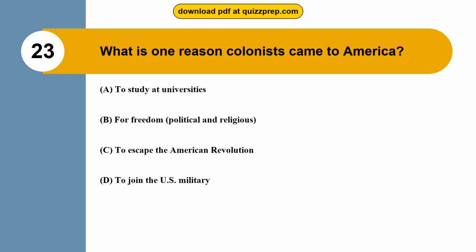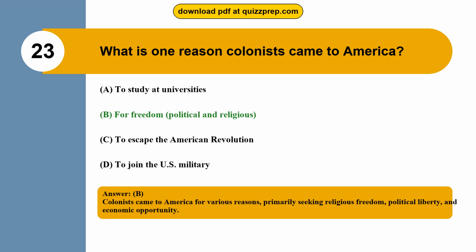Question 23. What is one reason colonists came to America? Option A, to study at universities. Option B, for freedom, political and religious. Option C, to escape the American Revolution. Option D, to join the U.S. military. The correct answer is option B, for freedom, political and religious.